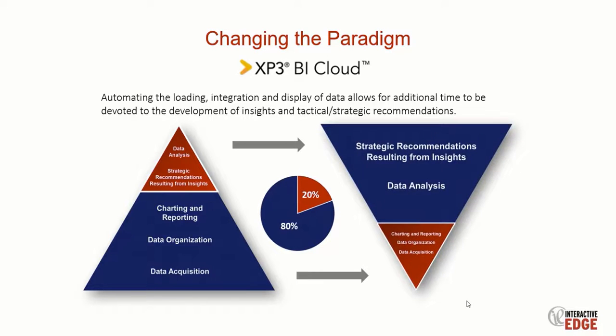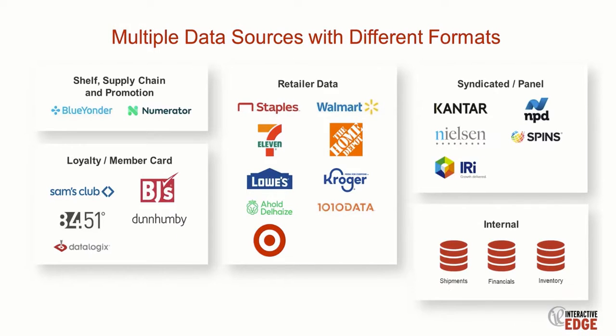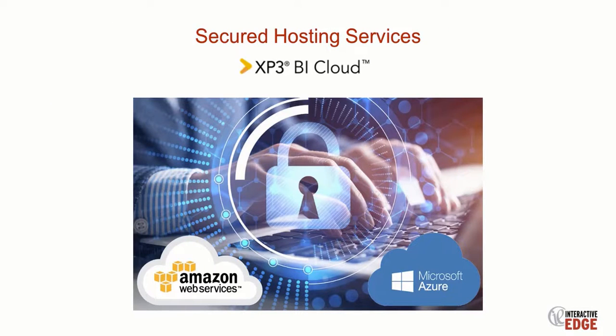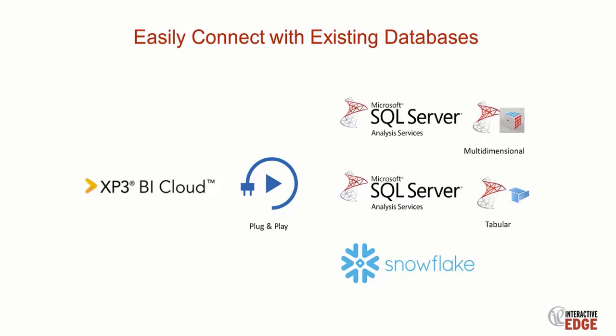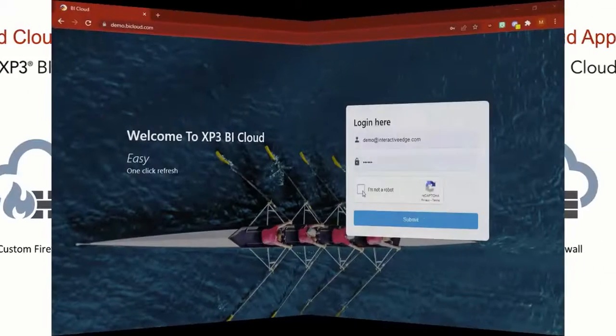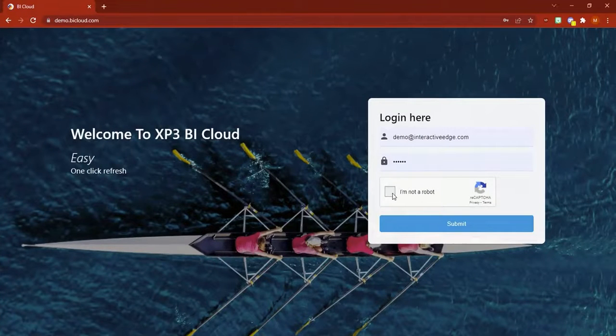XP3 allows you to incorporate multiple data sources to provide the most complete view of your business. Secure hosting services are provided in either Azure or AWS. Plug-and-play connections are provided for Microsoft Analysis Services, as well as tabular and Snowflake data models. Our application is intuitive and easy to use.